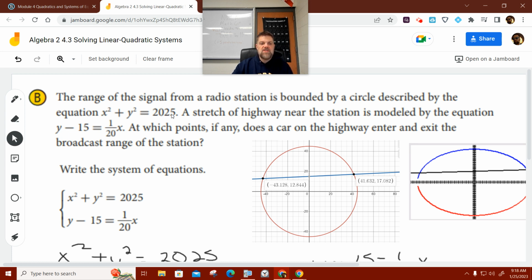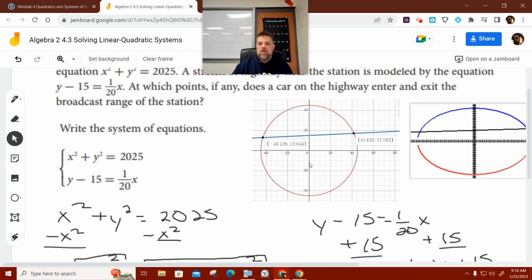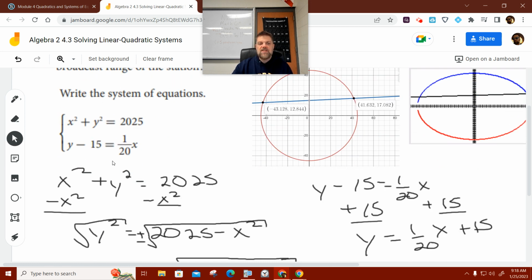This equation represents the broadcast signal, right? And this represents the highway. So the straight line is the highway. The broadcast signal is the circle. And so that was easy. We just plugged these equations into Desmos, and it gives you the answer.